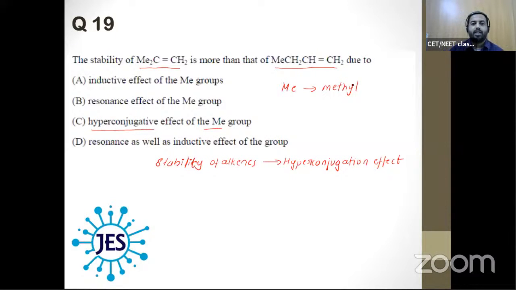Okay. Then let me write the structure. CH3, CH3, double bond, CH2. Now, this alkene is stabilized by hyperconjugation structures involving these alpha hydrogens. I have discussed this in the last class. Please go to the video again, and you'll be able to easily answer these questions. So the answer is the hyperconjugative effect of the methyl group. Okay, next.